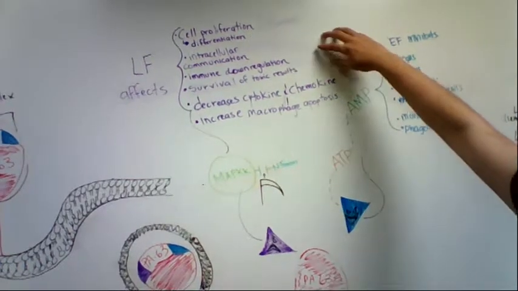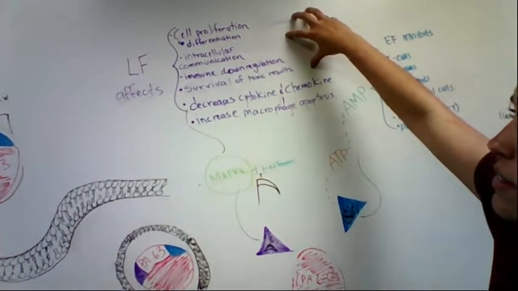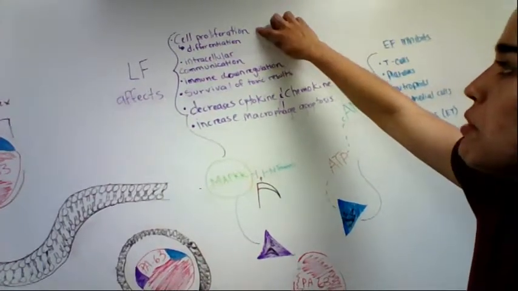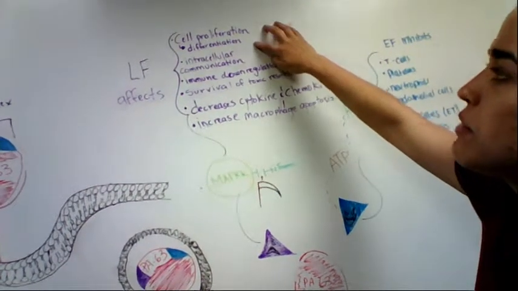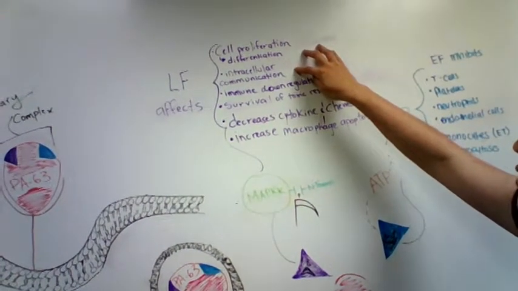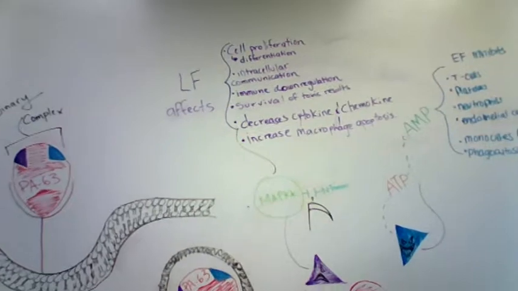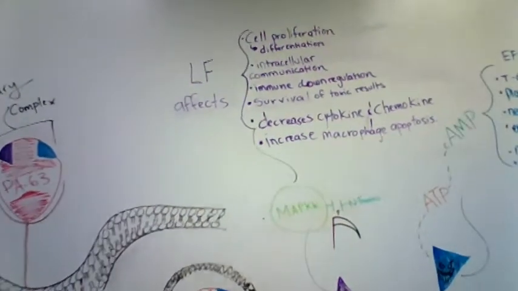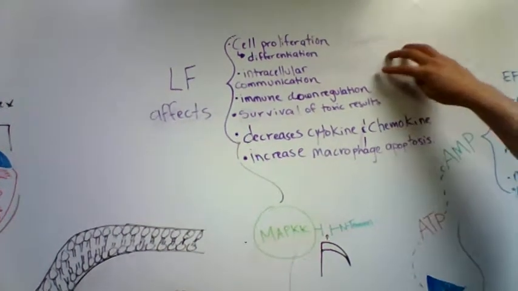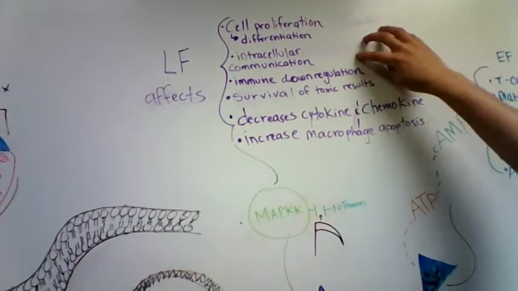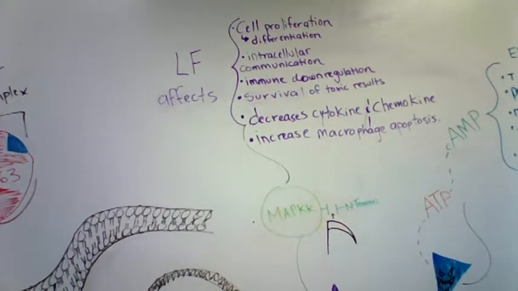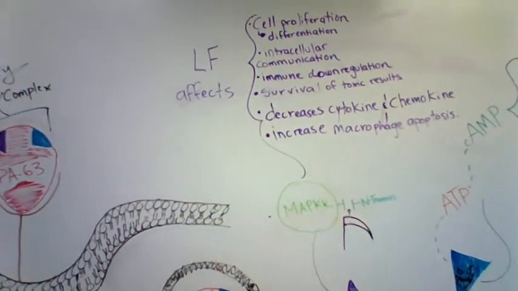Therefore, when we look up here at the effects of the lethal factor, it can no longer perform cell proliferation or cell differentiation. It cuts off intracellular communication, which is basically the communication between the outside of the cell and the inside of the cell. It also has a major function in immune downregulation, which is basically the host's immune response decreasing.